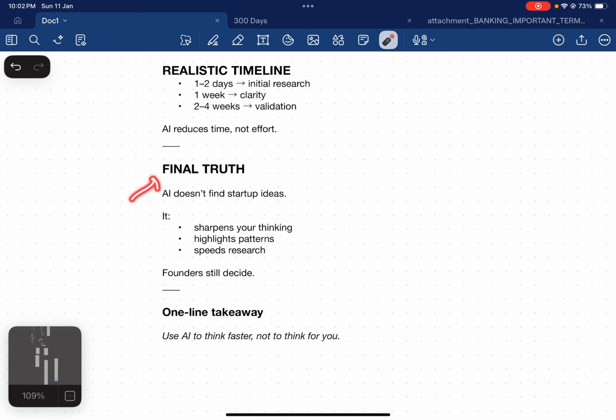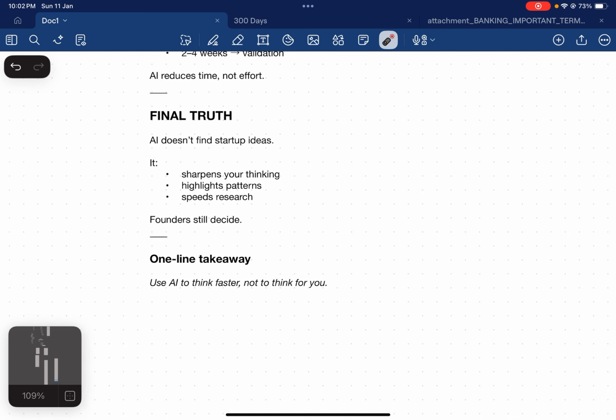Okay, so now the final truth is, AI does not find startup ideas, it sharpens your thinking, highlights patterns, speeds up research. So it can help you in a lot of things, but not everything. So you have to know that. Now, founders still decide everything. Okay, so the one line takeaway is, use AI to think faster, not to think for you. So this is in depth.